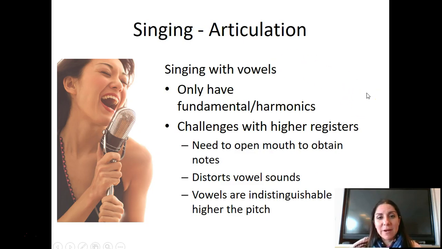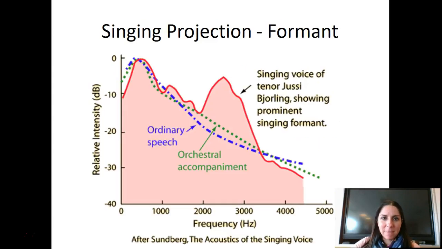The problem with singing with vowels is you lose articulation, right? So you don't get the clarity that you normally get, which makes sense, hopefully, because you don't say the words the right way. So the last thing is the singing projection, or formant, here.